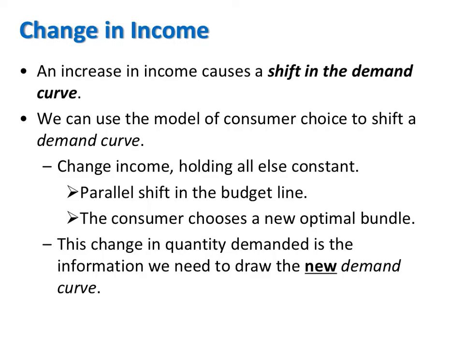We will change income, holding all else constant. Changing income will cause a parallel shift in the budget line. Because the budget line shifts, the consumer will choose a new optimal bundle. And then this change in quantity demanded at the new optimal bundle is the information we need to draw the new shifted demand curve. I'll show you next.